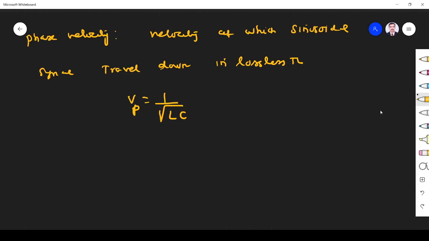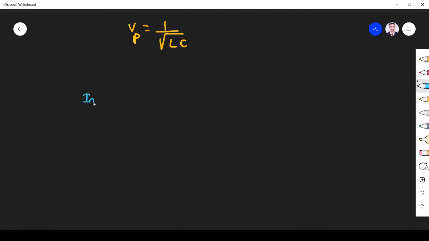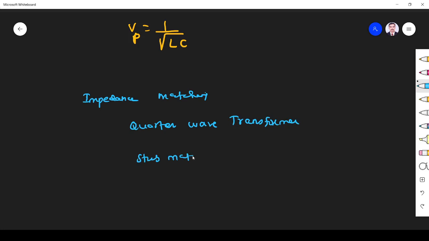Next we learn about impedance matching. Here we have three techniques for impedance matching in transmission line. One is the quarter wave transformer. Second one is stub matching. And third, by using a Smith chart, we can try to match impedance. First we see the important things we must know about the quarter wave transformer.